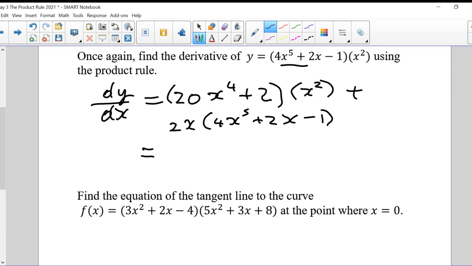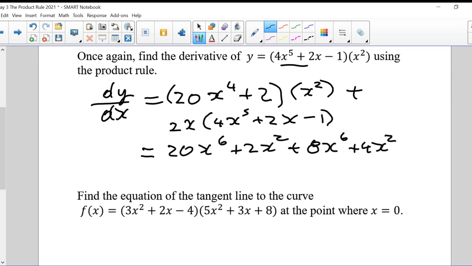So this would be 20x^4 times x squared, which would be 20x^6 plus 2x squared. So I multiplied this by both those terms, plus the 2x times the 4x^5, which would be 8x^6 plus 4x squared minus 2x. All I've done is I've taken the 2x and multiplied that into the second bracket. So that would be, as I said, 8x^6 plus 4x squared. I'm just checking for the x squared.